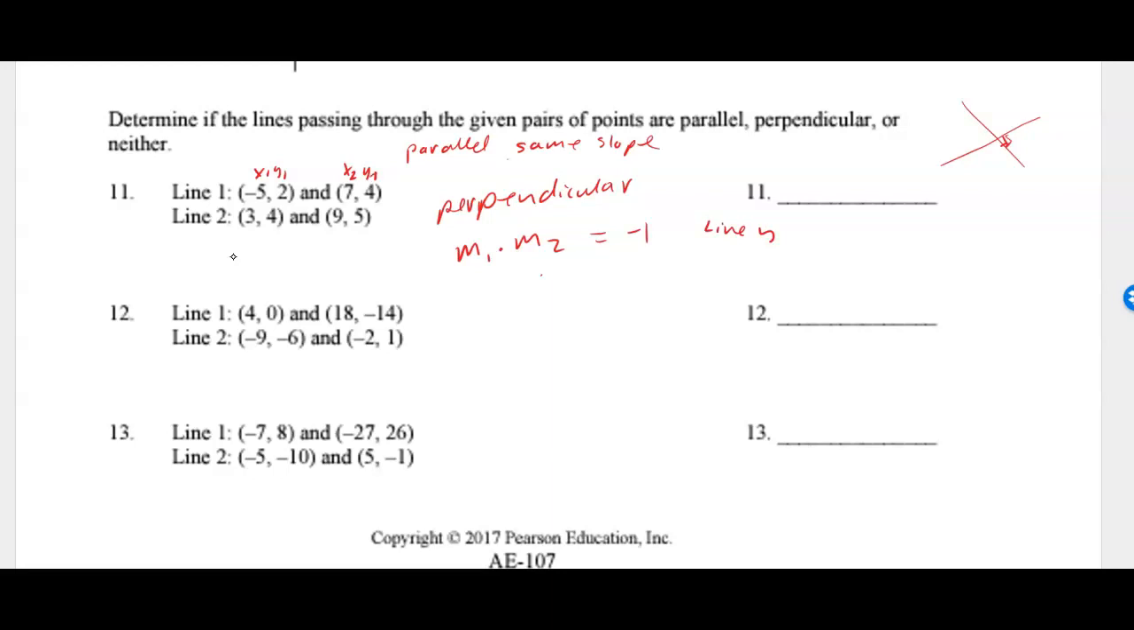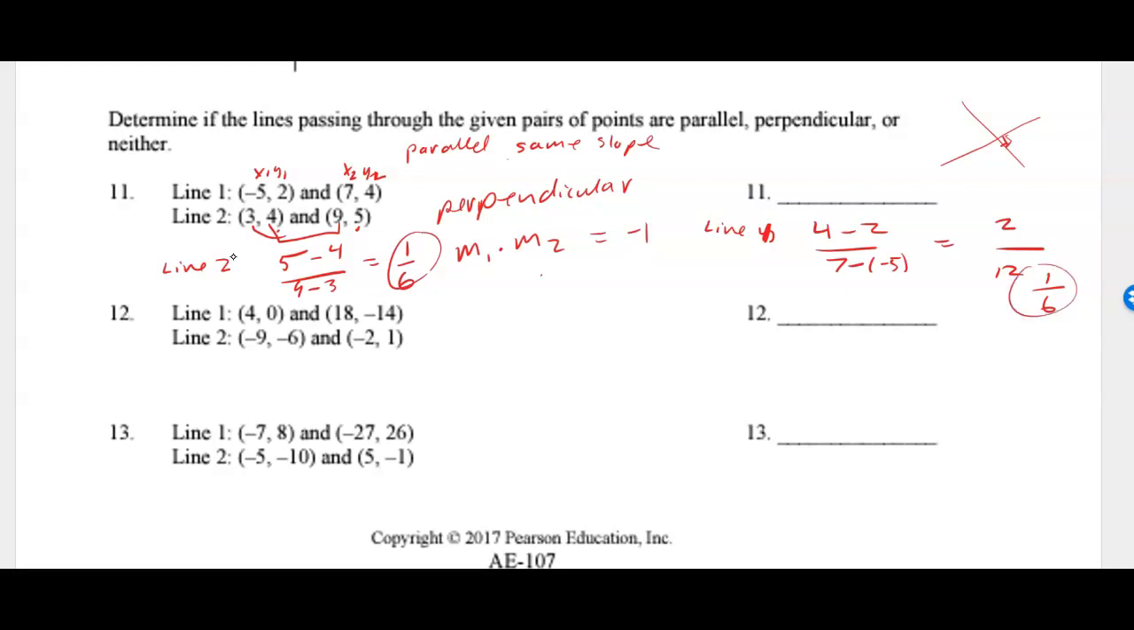This is x2, y2, I wrote y1, 4 minus 2 over 7 minus a negative 5 equals 2 over 12, or 1/6. For line 2, y2 is 5, y1 is 4. You get 5 minus 4 over 9 minus 3, 1/6. Oh, look, they're the same. So these two lines are parallel. All right, stop the video and move on.